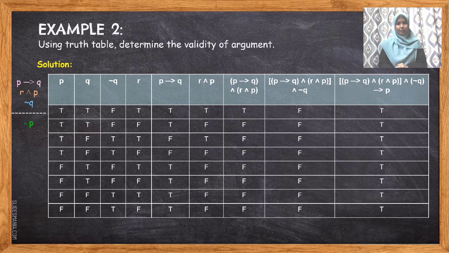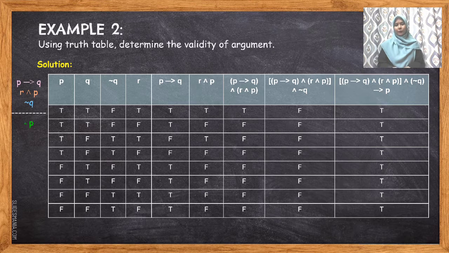For P implies Q, as I explained earlier, the proposition is only false when P is true and Q is false. Then it will be true otherwise. So we get true, true, false, false, true, true, true, true. Next, for R and P, the proposition is true when both R and P are true.